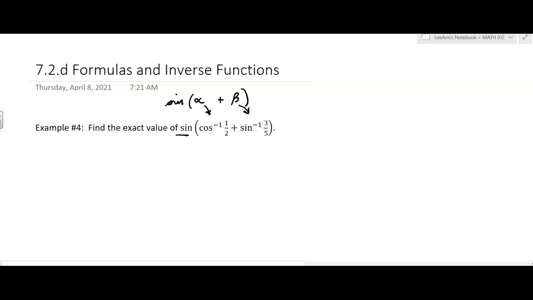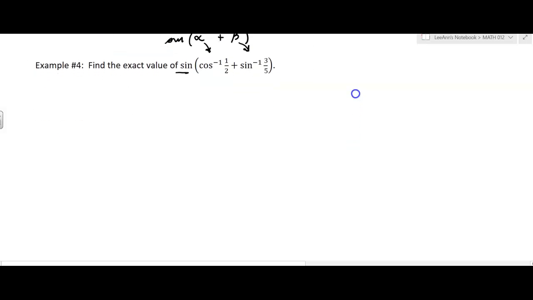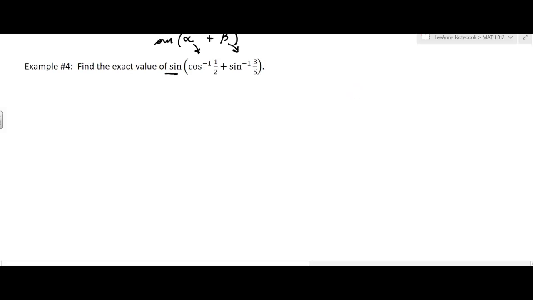Now I wouldn't do it the way they show in the book, but I'm going to, because I want you to see how that works. And then I'll show you the way I would do it on another problem later. So I have to think about this inverse cosine being 1/2.